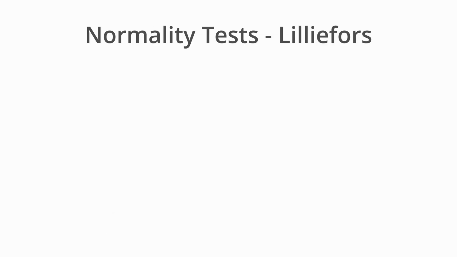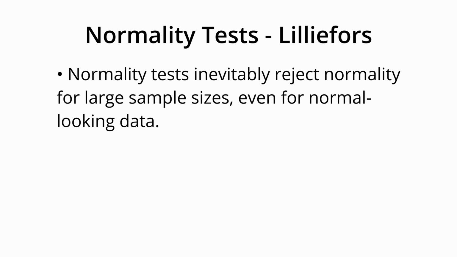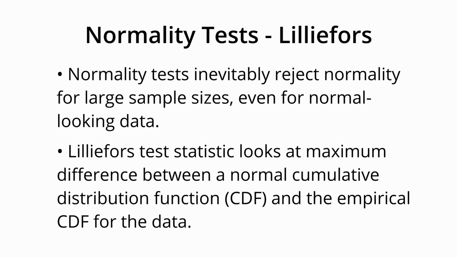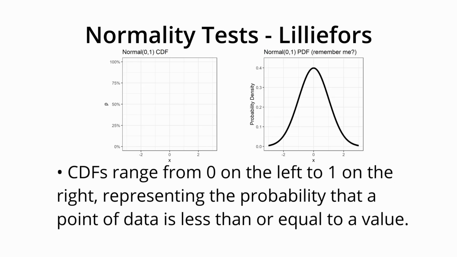Tests for normality, like the Lilliefors test, will inevitably reject the null hypothesis of normality with a sufficiently large sample size, even if the data looks normal to the naked eye. In the case of this test specifically, it looks at the maximum difference between two cumulative distribution functions, or CDFs. A CDF has a range of 0 on the left side to 1 on the right side, and basically represents the cumulative probability that a point sampled from a distribution is less than or equal to a particular value.